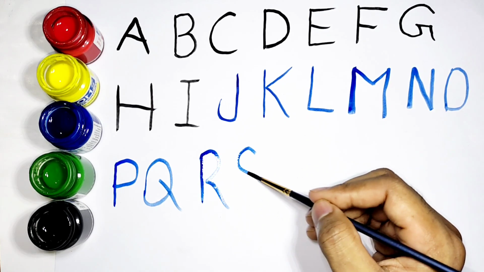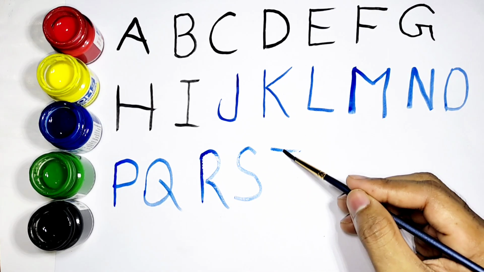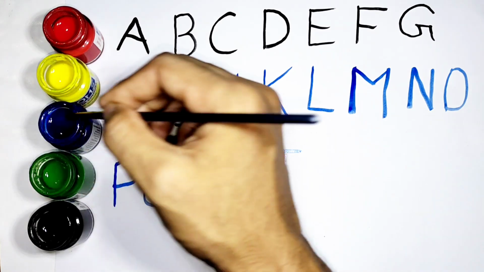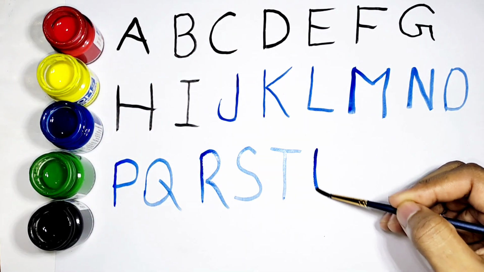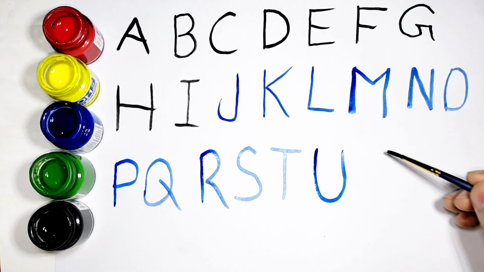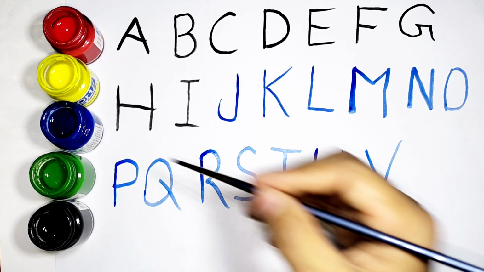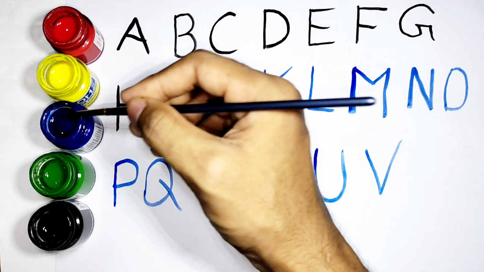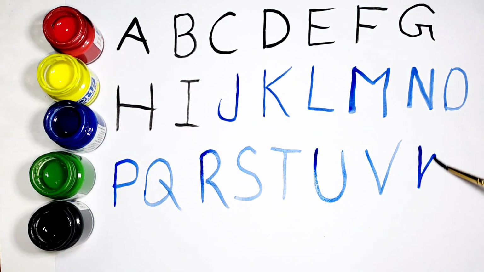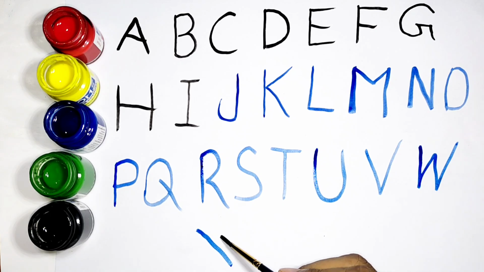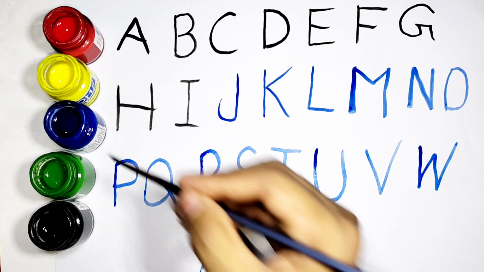The next one is S. Now we draw T. The alphabet of U. The next one is V. W. X.